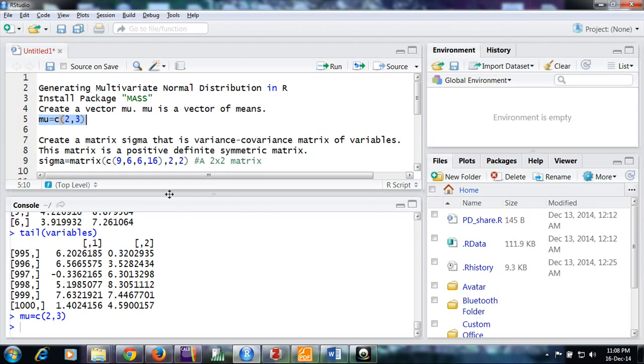So in R there is a package, MASS. You have to just go and install the package MASS. Then we'll proceed for this.